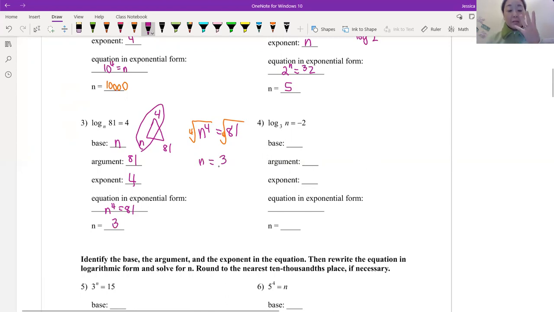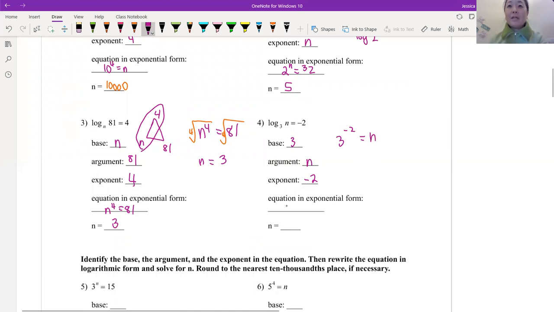Because 3 times 3 times 3 times 3 is 81. I don't know if you knew that. Next one, here we go. The base is 3. The argument is n, and the exponent is 2, which means 3 to the negative 2 power is equal to n.